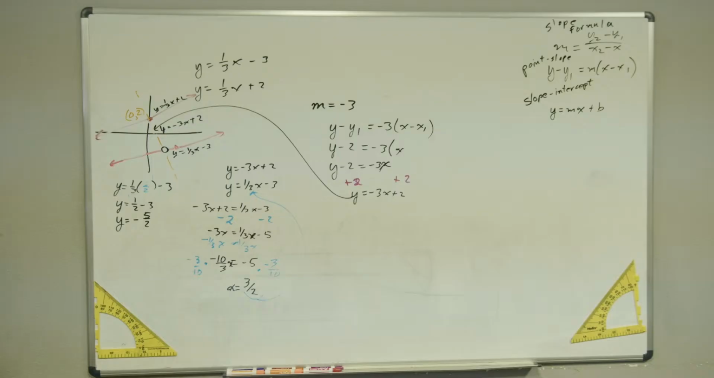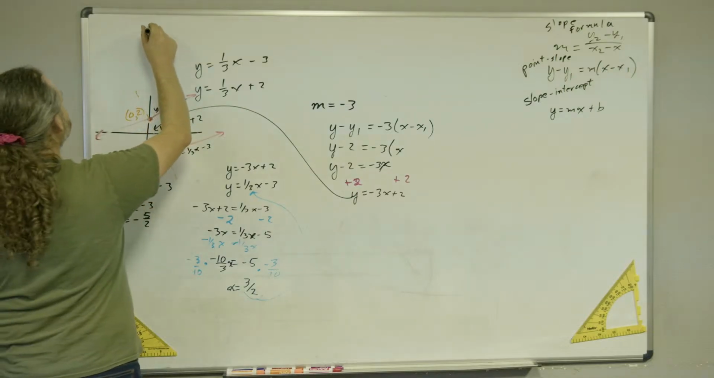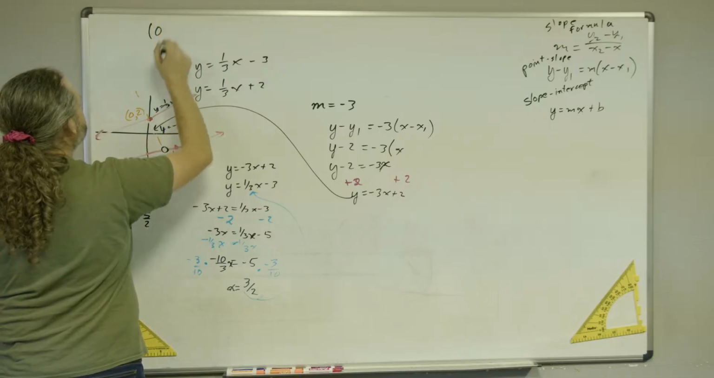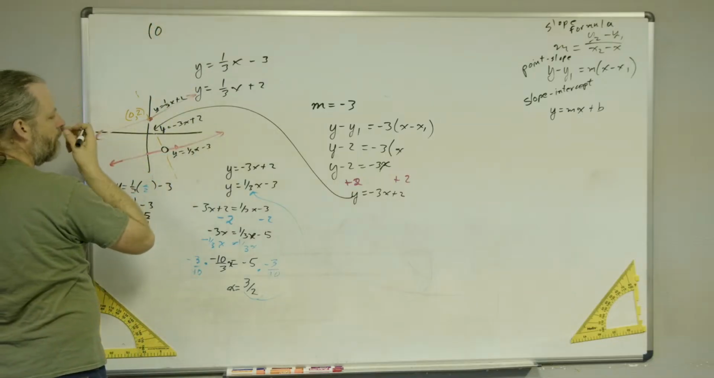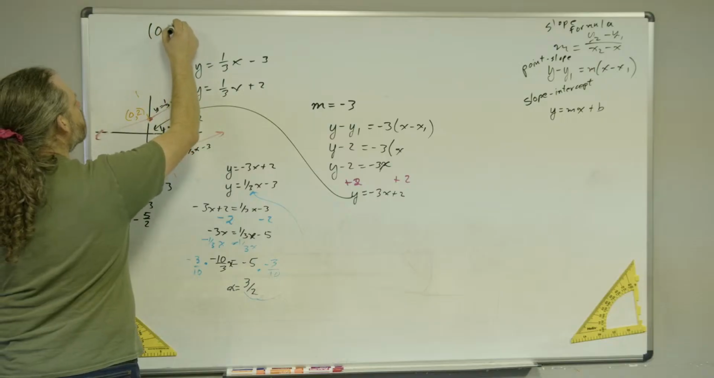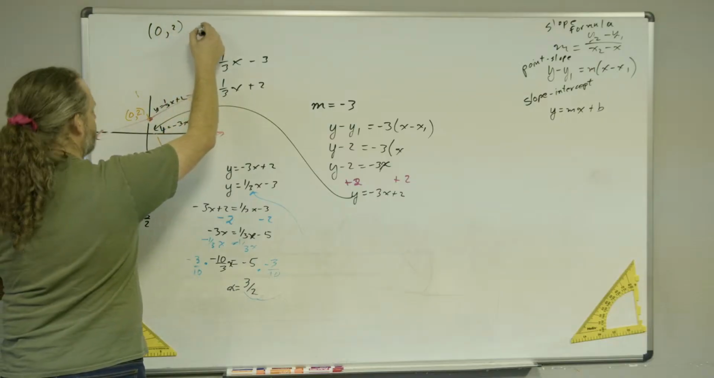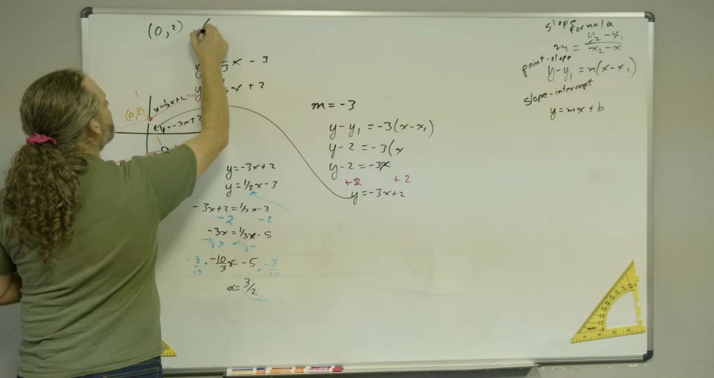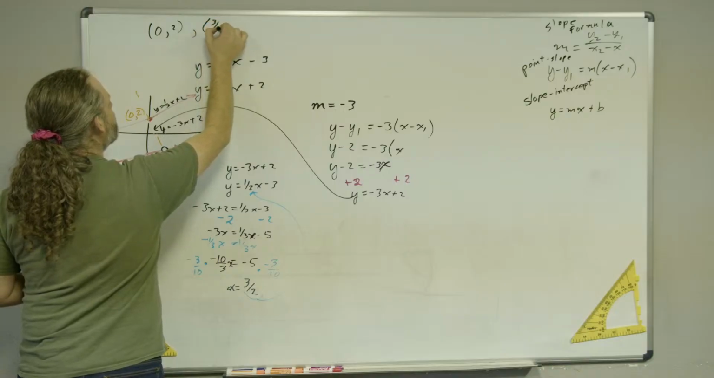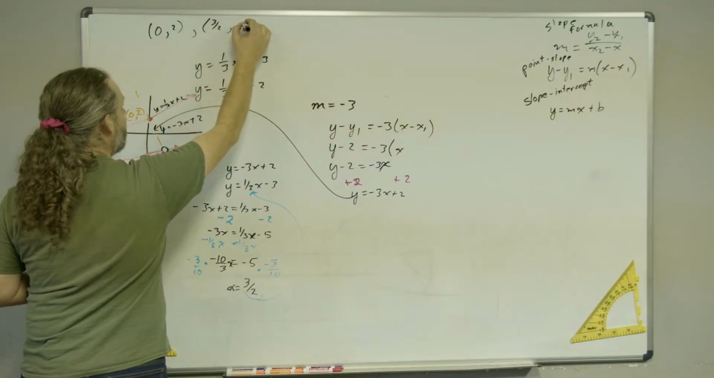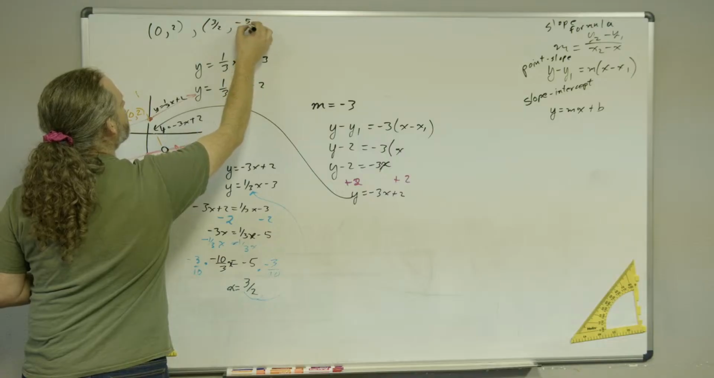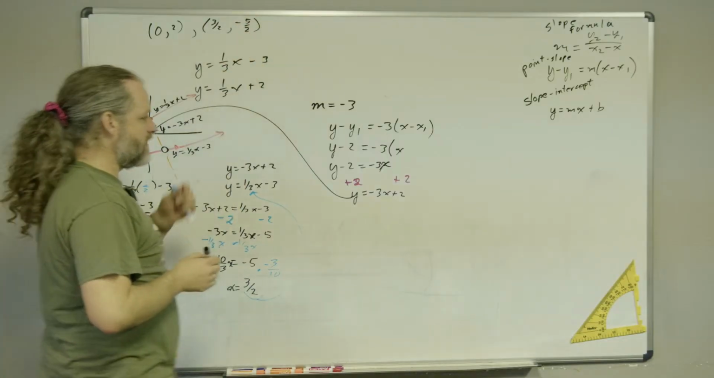Now what? Distance formula. What are the 2 points we're going to use? 0, 2. And the 1 down there. 3/2, negative 5/2. What is the distance formula?